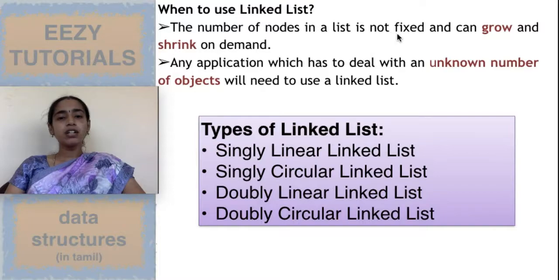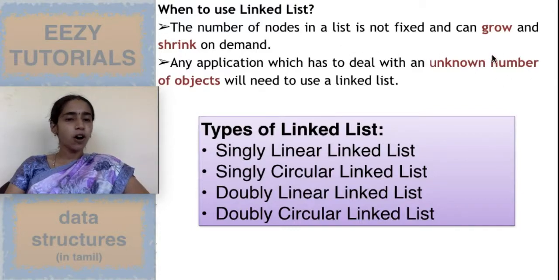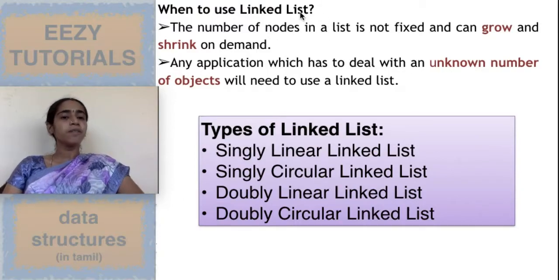So the admission of the students, the strength is not known. And also it grows and shrinks daily on demand. So in this scenario, I can use a linked list. So I'll be using a linked list when the number of objects is unknown. I don't know how many objects are going to come. Also, if there is a sudden growth or sudden shrink in my list, I can go for a linked list. So this is the scenario when we'll be using a linked list.